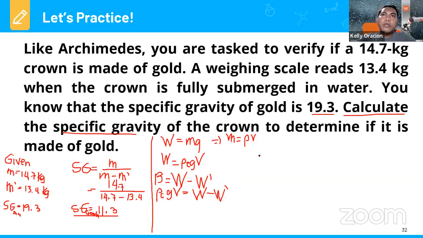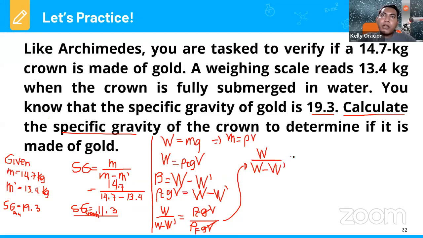Then taking the ratio, next step. The ratio between the weight and the difference between the actual weight and the apparent weight is equal to density of the crown times acceleration due to gravity times volume over the density of the fluid times acceleration due to gravity times volume. Then it cancels, and what remains is W over weight minus the apparent weight is equal to the density of the crown over the density of the fluid.